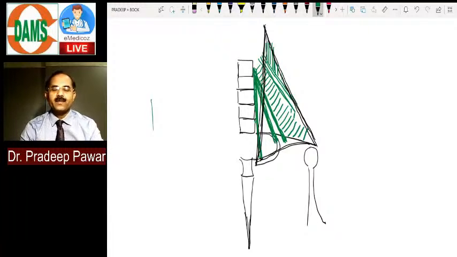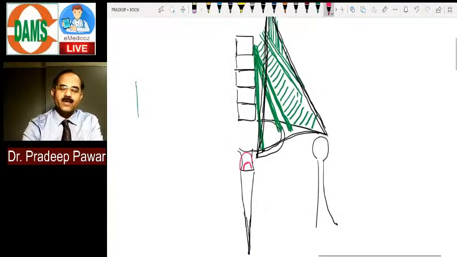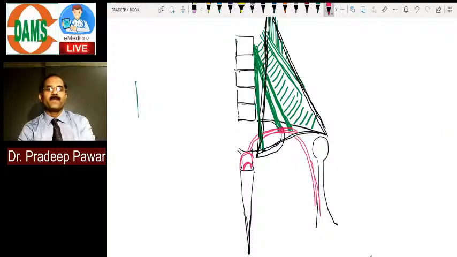I'll show you the cadaveric image. Now you tell me, what is this here? Behind the manubrium, what's this? That's the arch of aorta, right? And what's this? This is the subclavian artery. And the moment the subclavian artery crosses the first rib, it is now known as what? Axillary artery, and the axillary artery now comes into the axilla.